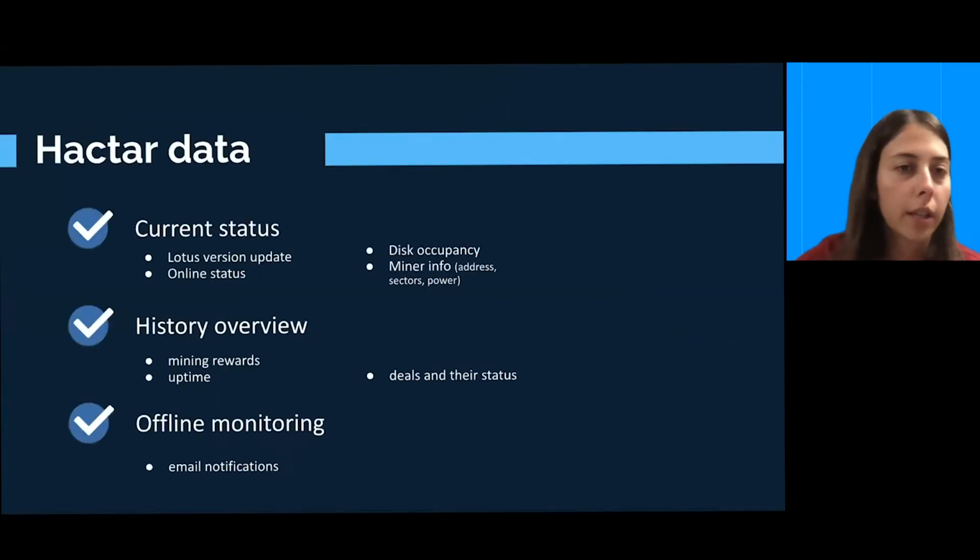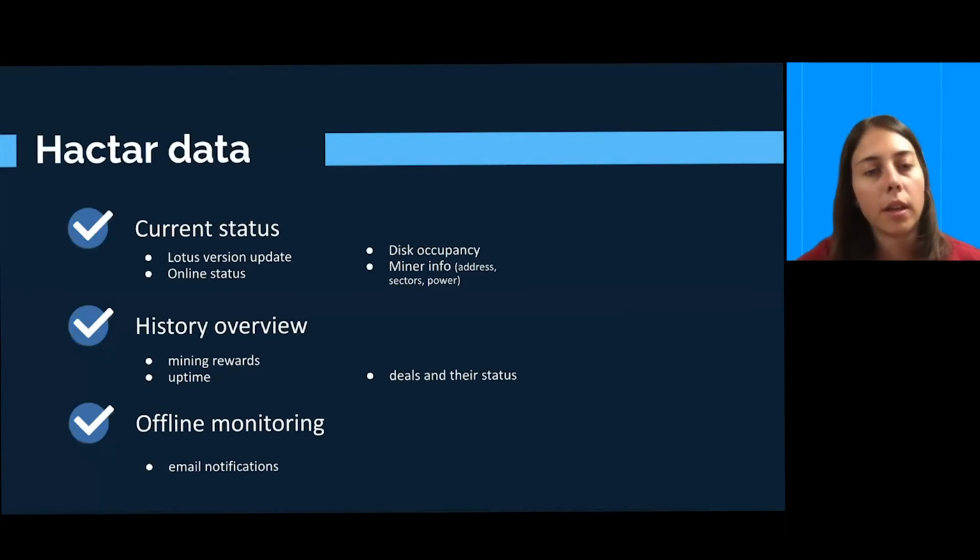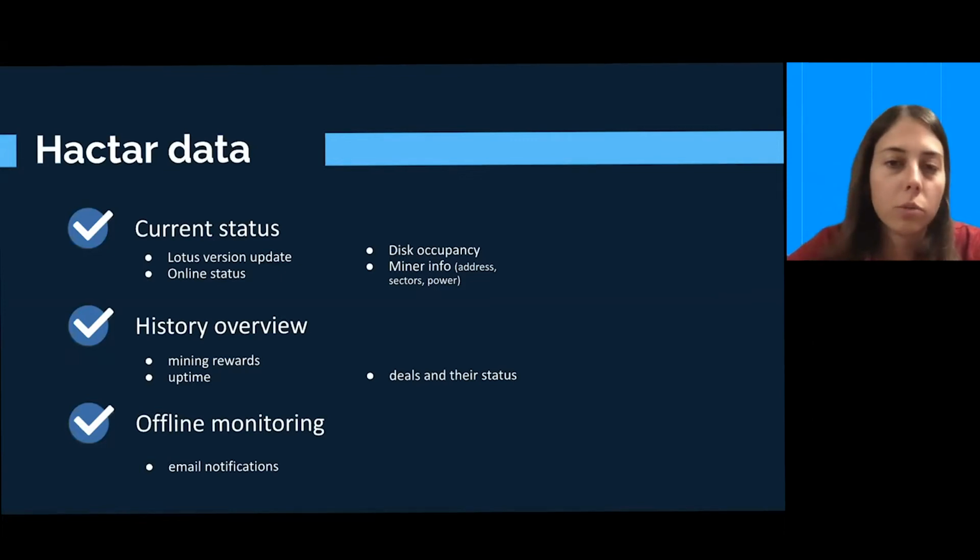So currently what Hactar can do and which data it can read is the general status of a miner node. This includes which Lotus version your node is running. Does it need an update or not? So you'll have a check mark about that. Is it online or offline? Of course, because that is a very important metric. What's the disk occupancy? Is the disk near full or not? And general miner info: which address is used, sectors and their sizes, and miner power.